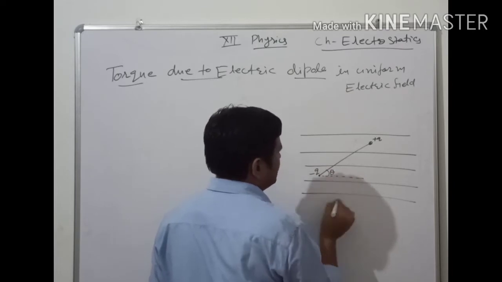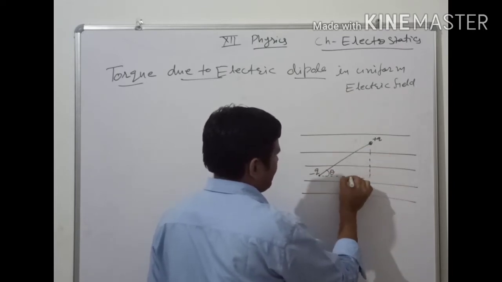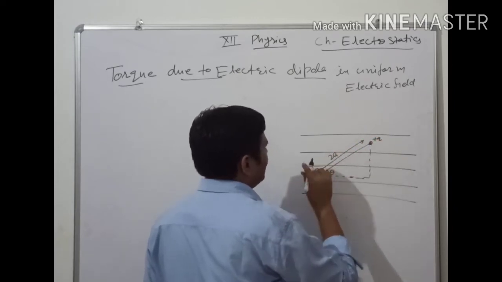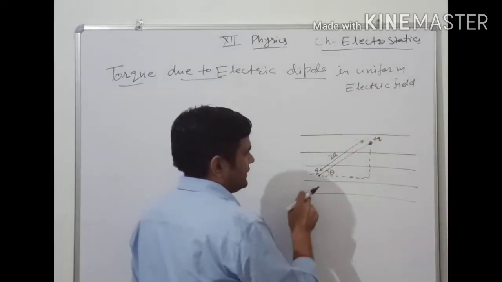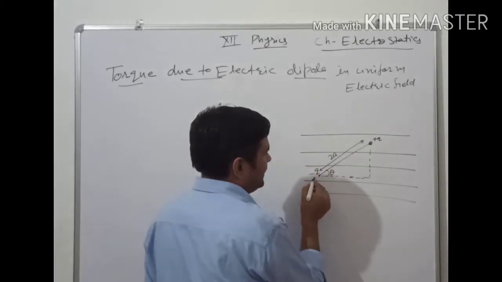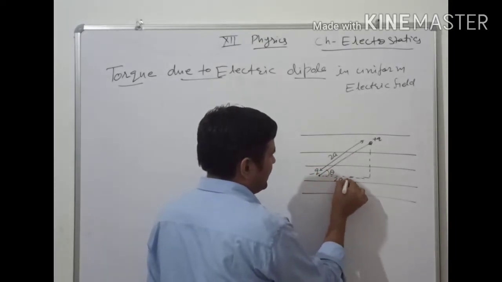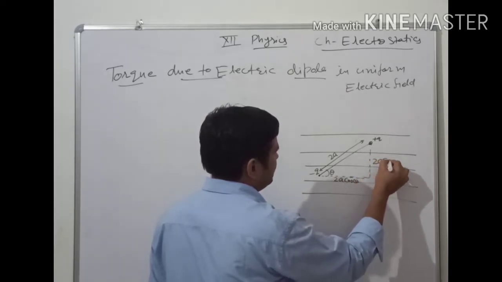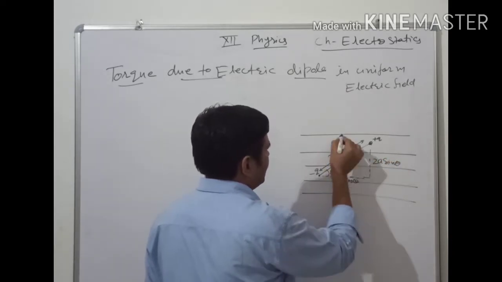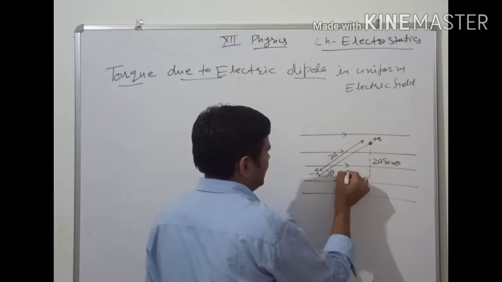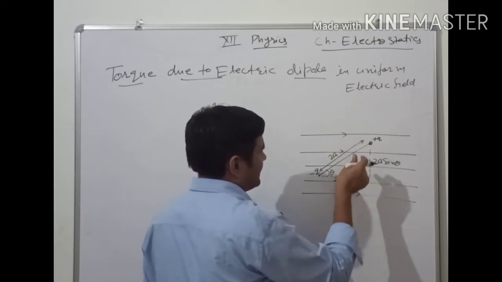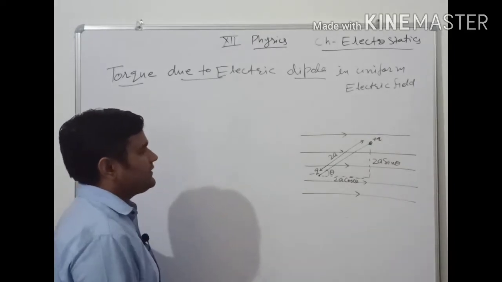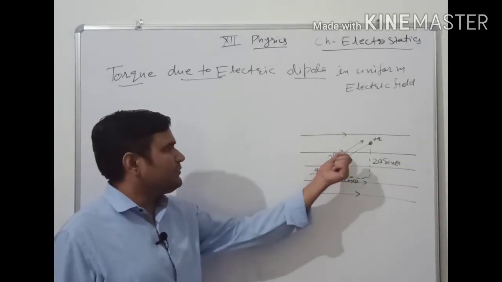Suppose this angle equal to theta, and the distance between both the charges, or the length of the electric dipole, is 2a. That's why if this angle equal to theta, then the horizontal component is 2a cos theta. Similarly, the vertical component is 2a sin theta. Clear? This is the direction of the electric field as per the electric field lines. Okay, here we are considering an electric dipole with plus q and minus q charges.